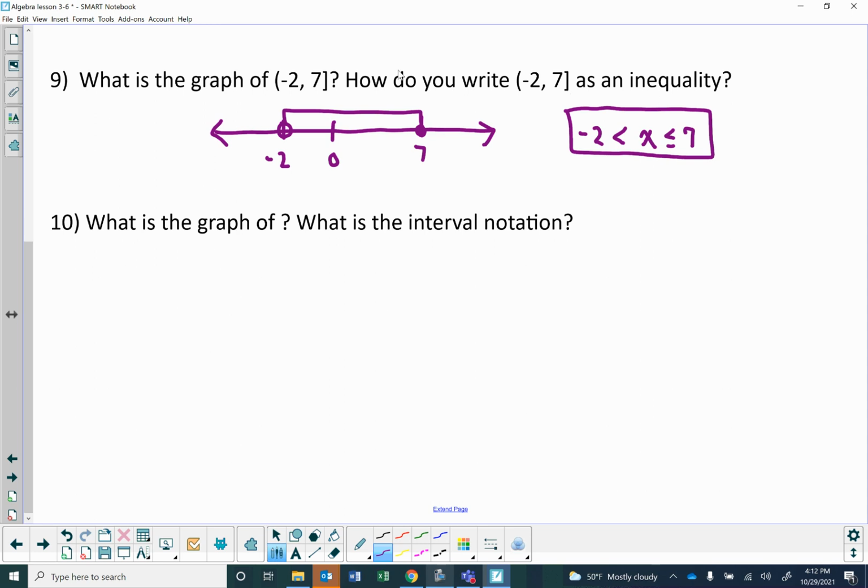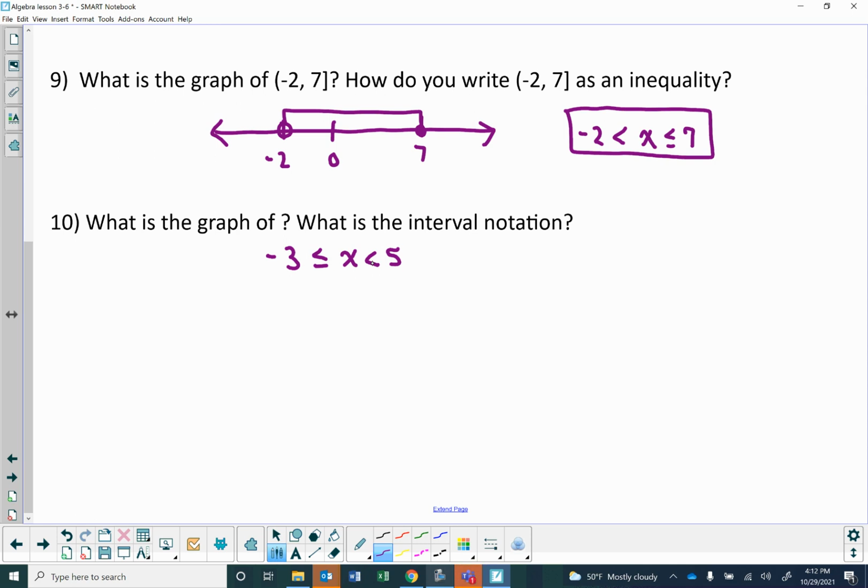Oh, look at this. I left my little equation out. What is the graph of question mark? Ha ha, that's funny. The graph should say, what is the graph of negative 3 is less than or equal to x, which is less than 5. Okay, so that's what it should say before the question mark there. So what is the graph of negative 3 is less than or equal to x, which is less than 5, and what is the interval notation?